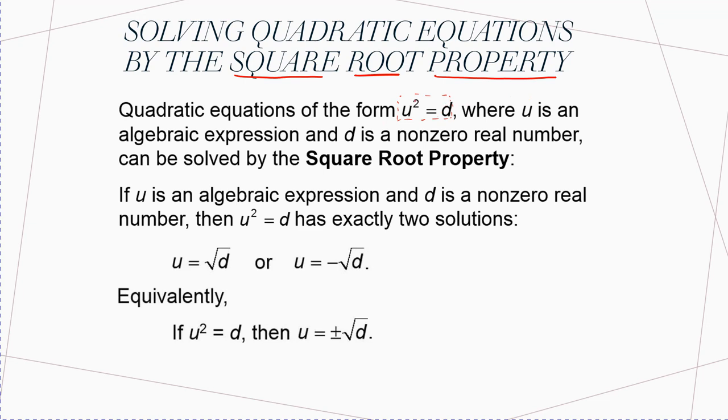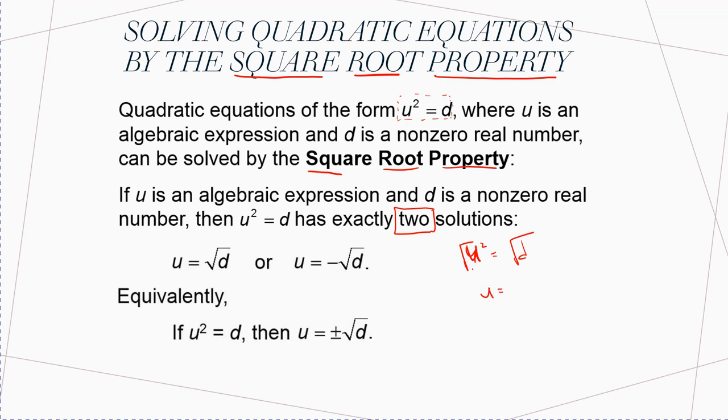Okay, so whenever you have something squared is equal to a real number, you can solve using what's called the square root property. So it goes like this. If u is an algebraic expression and d is a non-zero number, then u squared equals d has exactly 2 solutions. Okay, 2 solutions. So basically what's going on here, and I'll explain it. If you have u squared is equal to d, what you do is you take the square root to solve. Okay, so to get rid of a square, you square root it.